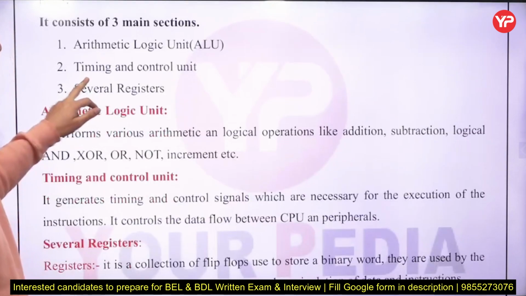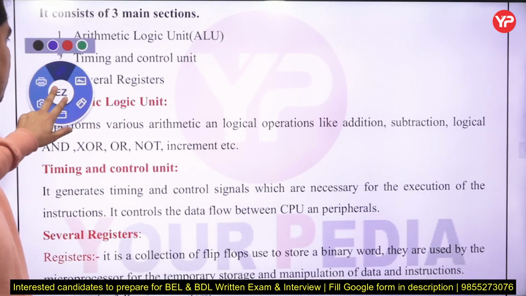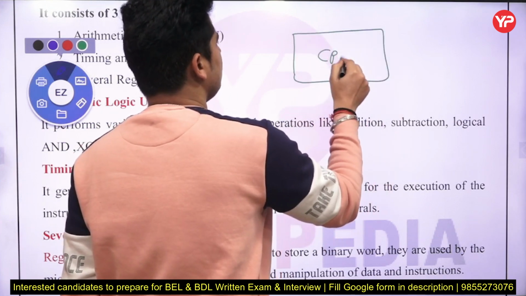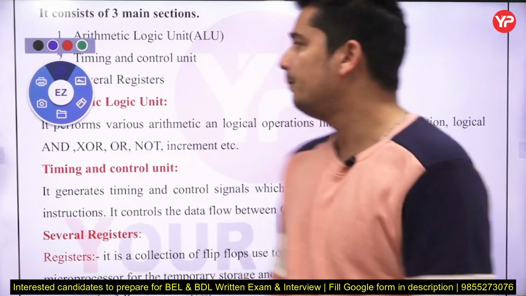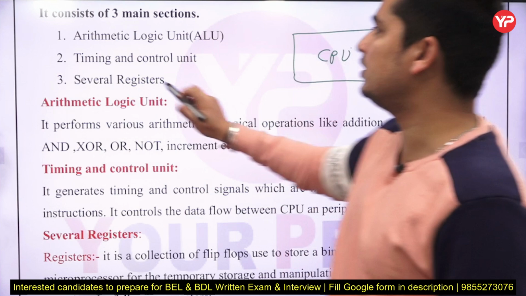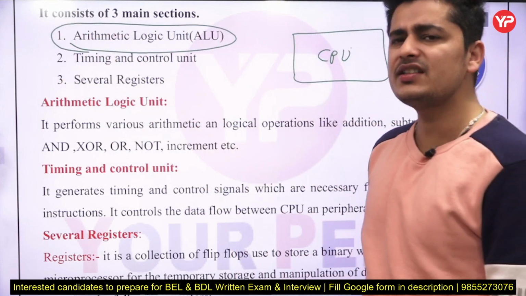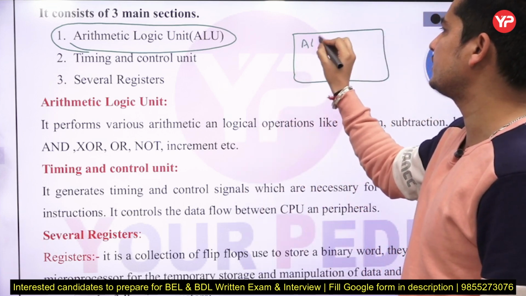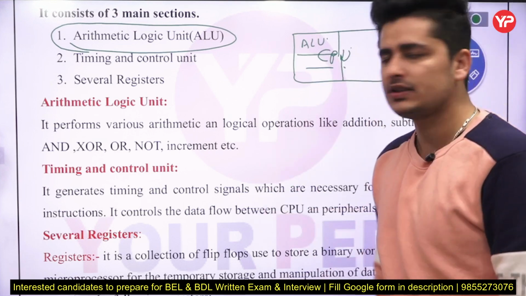If I'm talking about the CPU, we generally see only one thing, that it is a CPU. This is your CPU, or you can say the microprocessor. But inside that we have 3 things. The main structure of this microprocessor consists of 3 things. First is the arithmetical logical unit, called the ALU. Inside this microprocessor we have the ALU, that is the arithmetical logical unit, right?